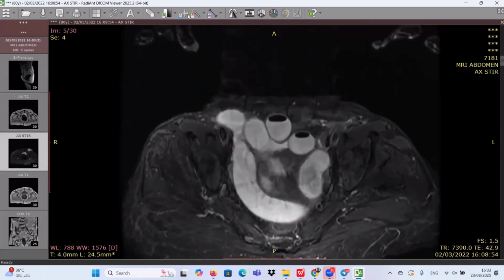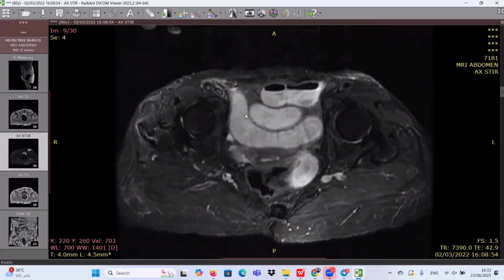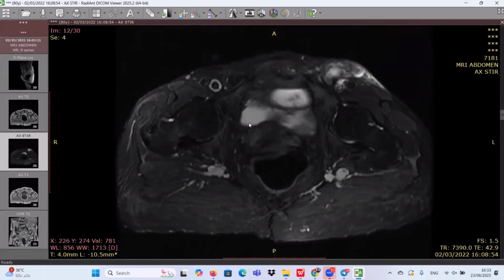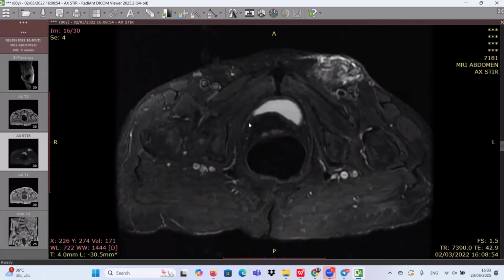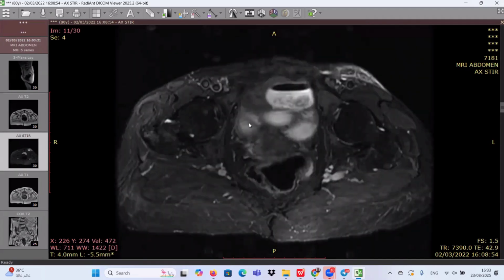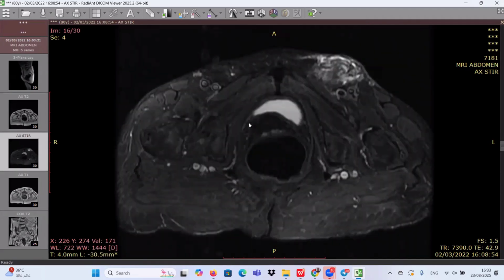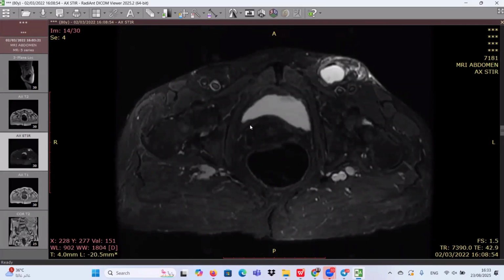This is the axial stair. Okay, in the back set, sorry, axial stair. There's also surrounding edema. Yes, sorry, you are right. Okay, so your final diagnosis?